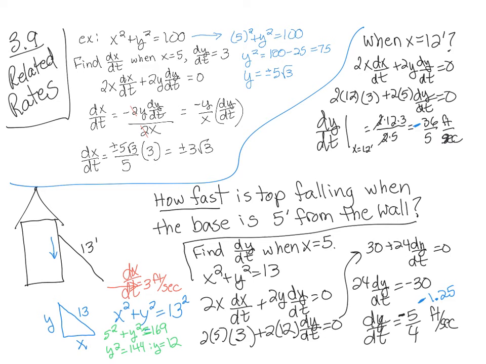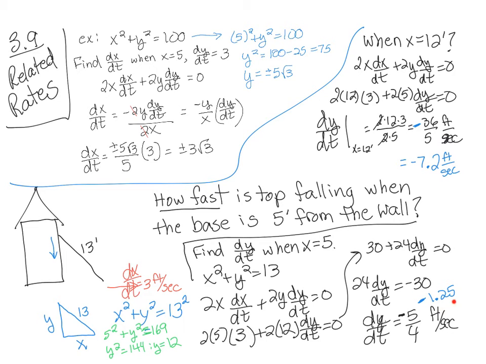36/5 is going to be 7 point something, 0.2 feet per second. Holy crap. Do you see what that is? It seems like if the base is being pulled away at a steady rate, that the top would fall at a steady rate. But that's not the case.